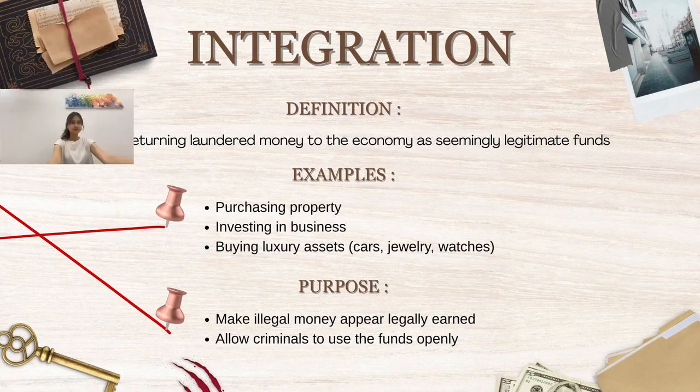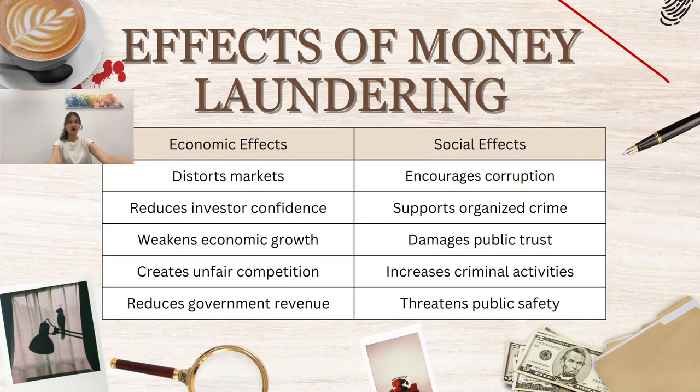So now I will be presenting on the effects of money laundering. Money laundering affects both the economy and society. Economically, it distorts markets, reduces investor confidence, weakens economic growth, creates unfair competition, and reduces government revenue through tax evasion. Socially, it encourages corruption, supports organized crime, damages public trust in institutions, increases criminal activities, and threatens public safety. Therefore, money laundering can have long-term negative impacts on a country's development and stability.